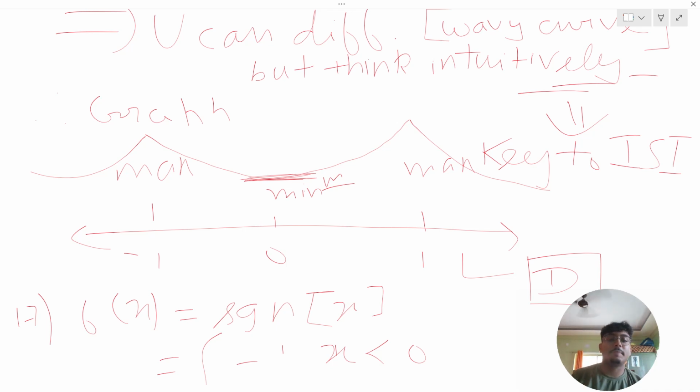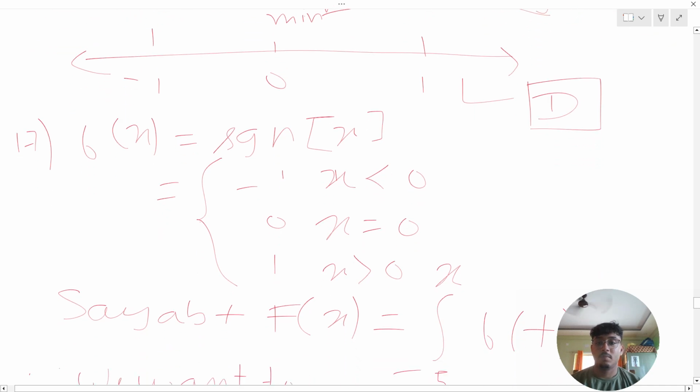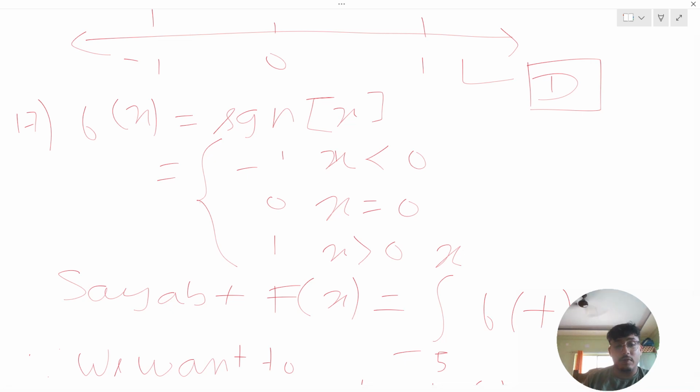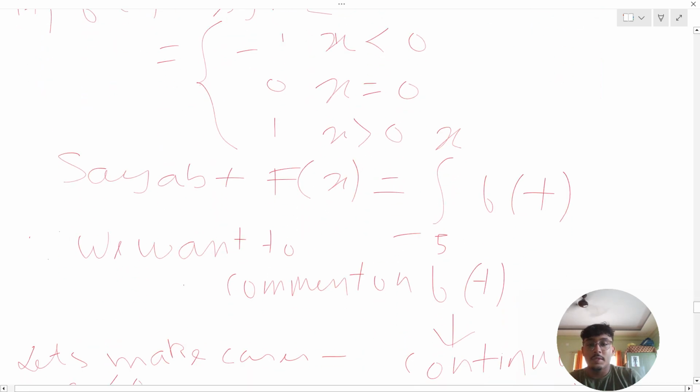Yeah. So next is my question number 17. We are given f(x), three different cases of f(x). If you look at it properly, it's this signum function, signum x, where when x is less than 0, the function takes the value of -1. When x equals 0, the function takes the value of 0, and when x is greater than 0, the function takes the value of 1. We need to say something about this function.